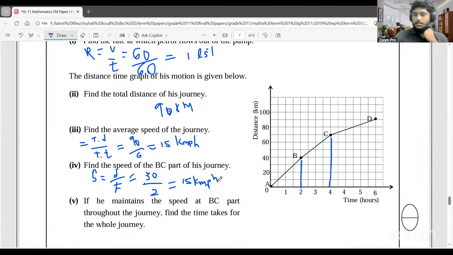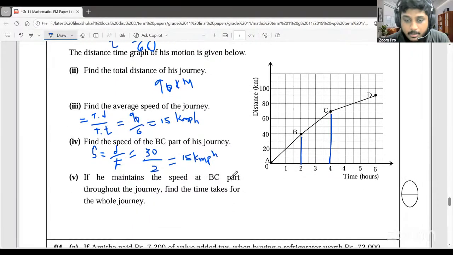Okay. If you maintain the speed at BC part throughout the journey, find the time taken for the whole journey. We keep the same speed, 15 kilometer per hour, throughout the whole journey. Whole journey is how much? 90 kilometers. So speed is equal to distance over time.